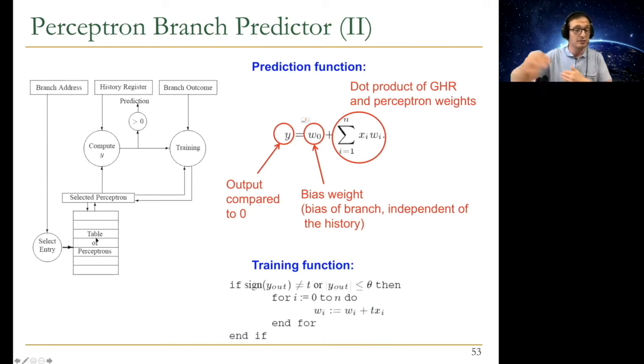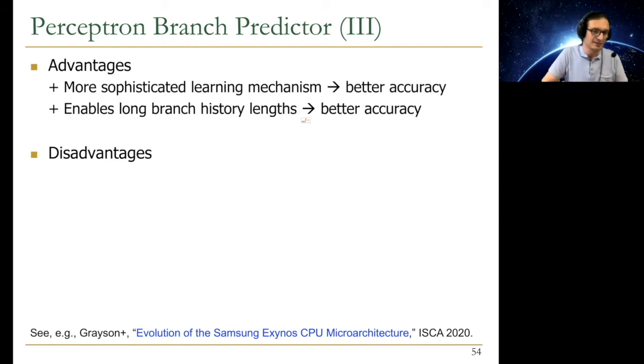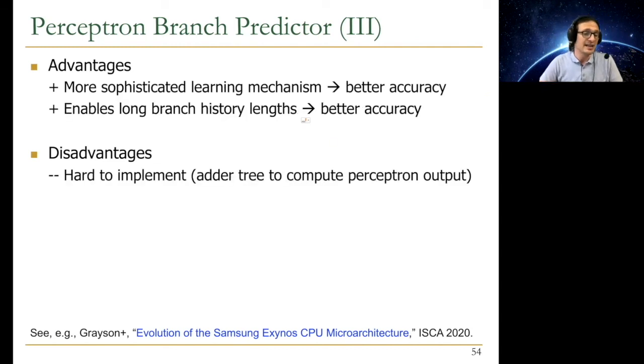The branch history register doesn't have to be 16, because you don't have a pattern history table in this particular case, right? You may have a 1,000 element vector over here, for example. But of course, the latencies will increase if that's the case. Now, this advantage is hard to implement. Even with short branch history lengths, this is not easy to implement. You now have an adder tree to compute the perceptron output to take the dot product.